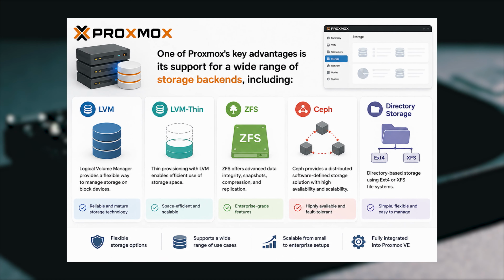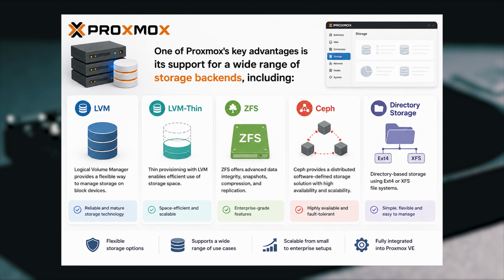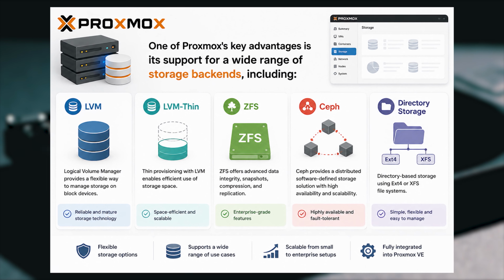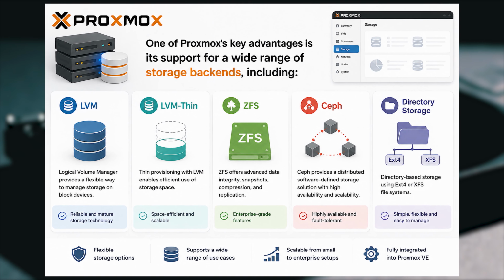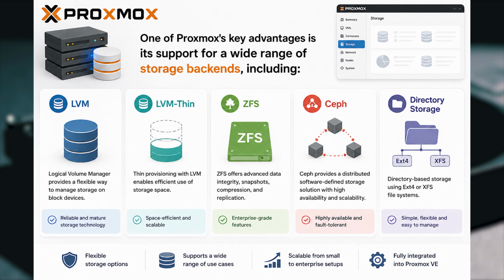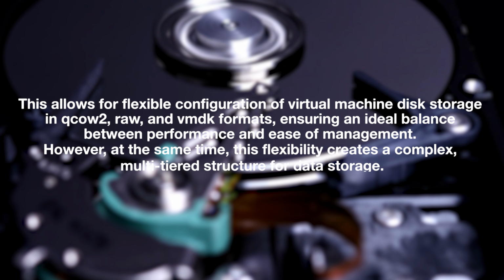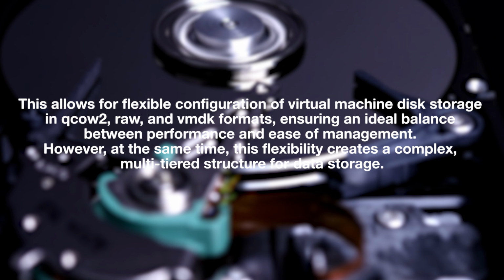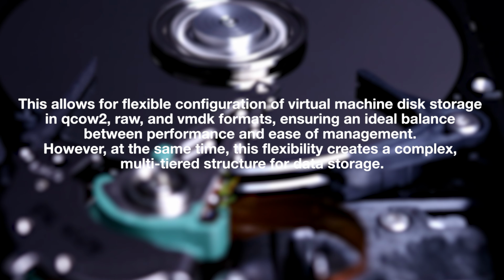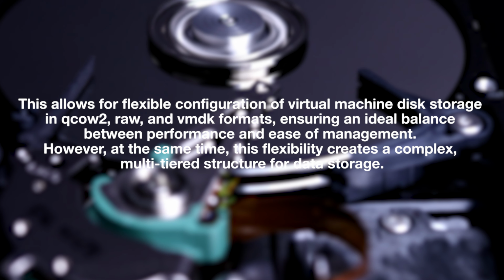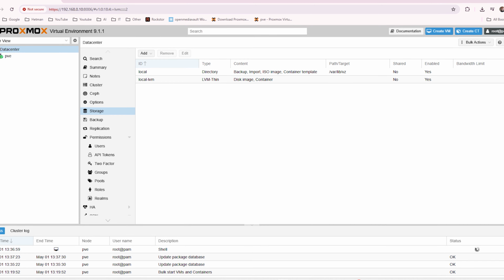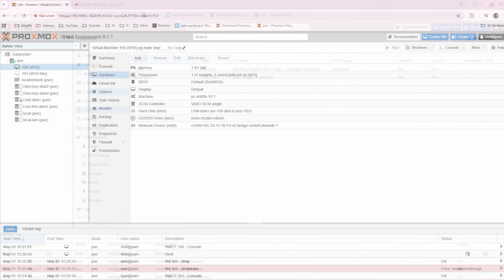One of the key advantages of Proxmox is its support for a wide range of data storage types. These include LVM, LVM Thin, ZFS, Ceph, as well as directory storage with Ext4 and XFS file systems. This allows for flexible configuration of virtual machine disk storage in QCOW2, RAW, and VMDK formats, ensuring an ideal balance between performance and ease of management. However, at the same time, this flexibility creates a complex, multi-tiered structure for data storage.